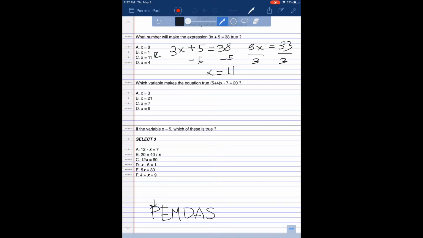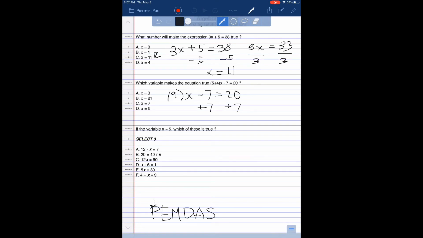So we know 5 plus 4 is 9. That is simple math, and we're going to keep these parentheses up for math's sake. And we're going to write our x minus 7 equals 20, right? So now this has kind of turned into like the last problem, the starting step now. Since we want to get x by itself, right, we're going to add 7 here to both sides.